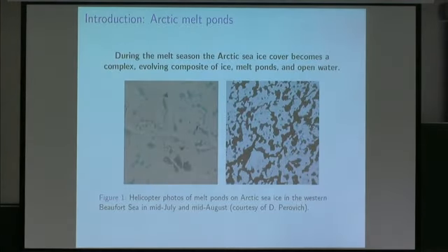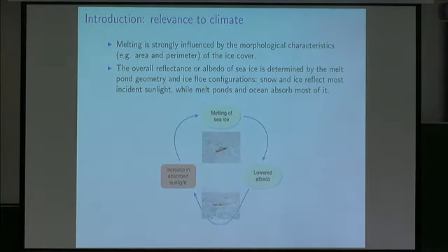Okay, so these are some pictures of melt ponds. So we have seen this many times. During this melt season, this Arctic sea ice cover becomes a very intriguing looking mixture between ice, melt pond and open water. The left picture is in mid-July, right picture is in mid-August. So as you go further into the summer, these ponds get more connected. This was taken in the western Beaufort Sea, which I believe is near the Arctic Circle.